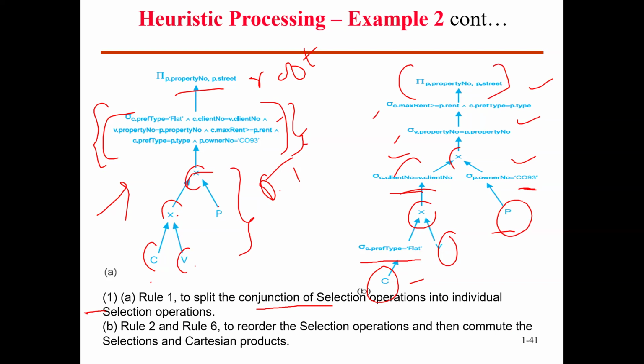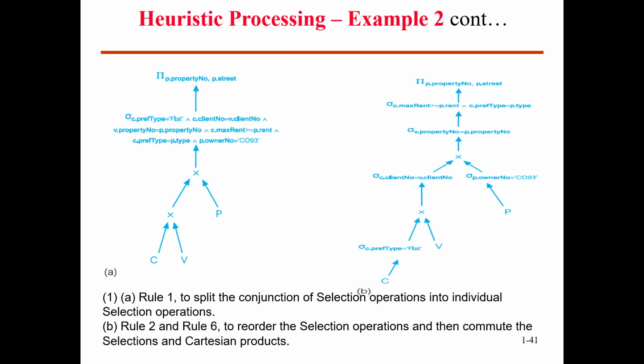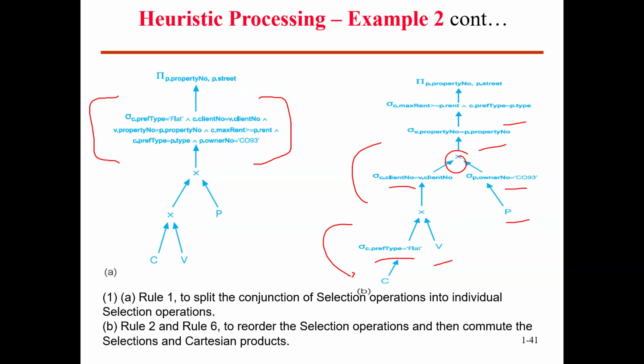If you notice here, what did we do? We have divided this and pushed them down for their corresponding table so that we only take out not all the rows, but we take out only those rows that satisfied our condition from these tables. Okay. And then we join their result, we cross product their result, and then we take out the final condition and the columns out of it.